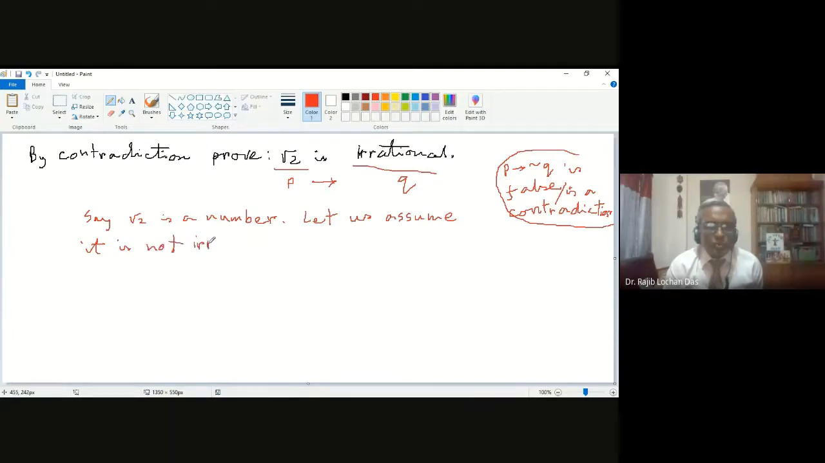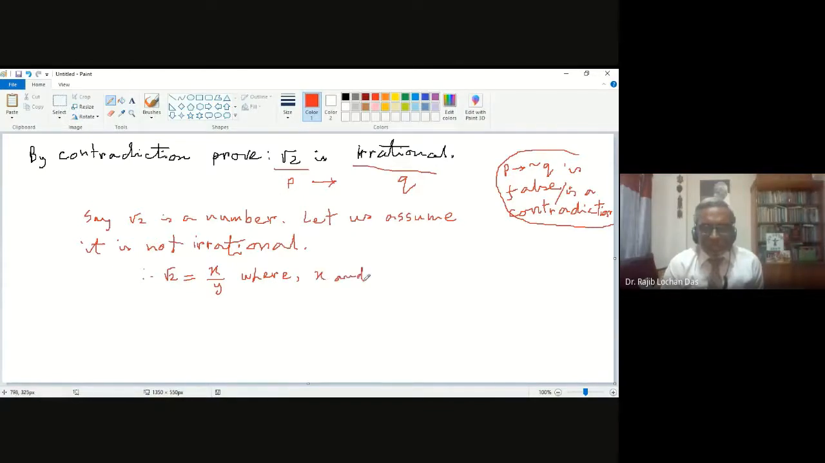That means we are checking if it is not Q, then what happens? So not irrational means √2 can be written as a ratio of two numbers. Say, let me write x, y. x and y are two numbers. What type of number?